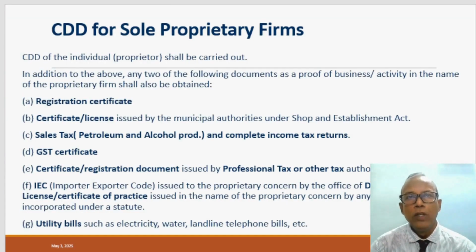Customer due diligence for sole proprietorship firm. For a sole proprietorship firm, in addition to the above mentioned documents, as proof of business activity, any two of the documents like registration certificate, license issued by municipal authorities or professional bodies like Institute of Chartered Accountants, Institute of Cost Accountants, etc., complete income tax return, GST certificate, certificate issued by professional tax or other tax authorities, importer-exporter code issued by DGFT, utility bills, etc.